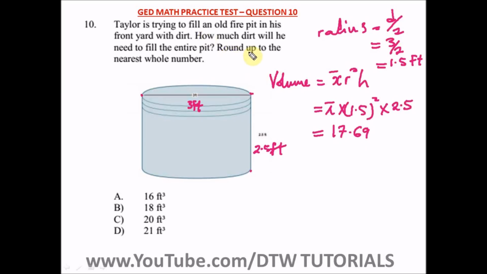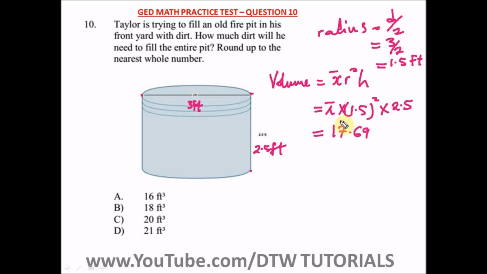And the question says round up to the nearest whole number. In rounding to the nearest whole number, all we need to do is look at the number immediately after the dot, which is 6. Is 6 greater than or equal to 5 or less than 5? It is greater than 5, so we can approximate the 1 to 7 here.